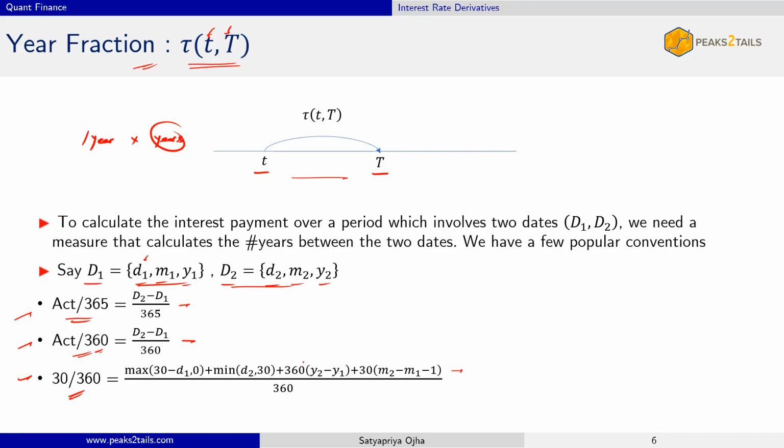Question from Gaurang, what is followed in industry? There is no standard rule. Treasury uses the Act by 365 convention. Municipal bonds follow another convention. Corporate bonds might follow something else. So it's all over the place. All three are used. All three are popular. Okay, perfect.